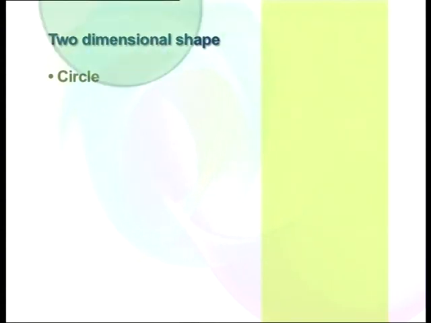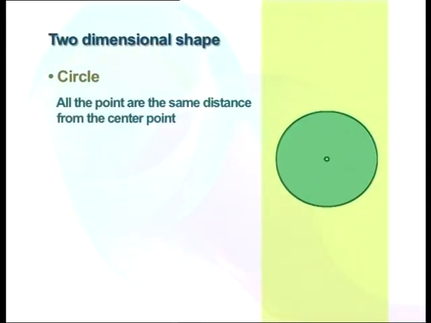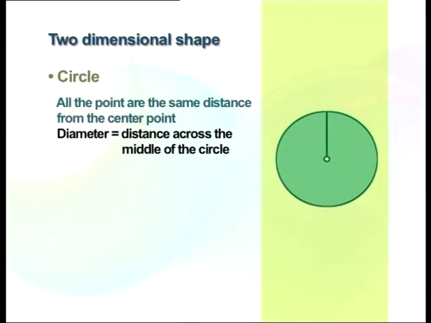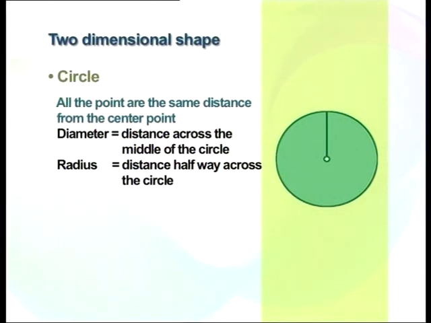Circle. It is made of all the points that are the same distance from the center point. A diameter measures the distance right across the middle of the circle, and the radius is the distance halfway across the circle. Radius is always half the length of the diameter.